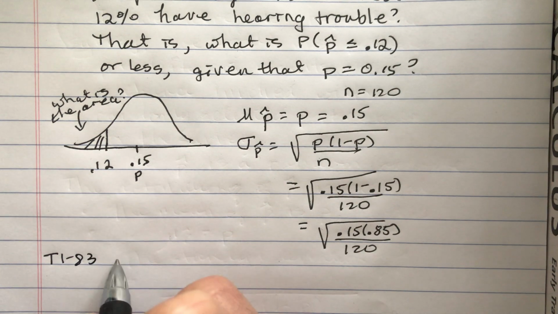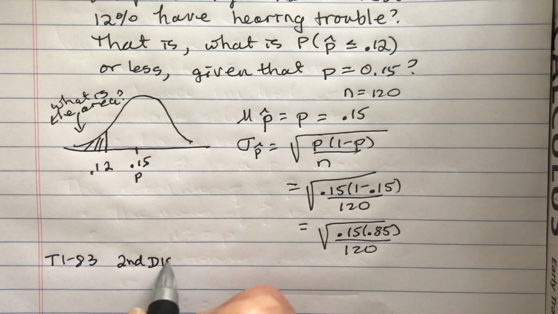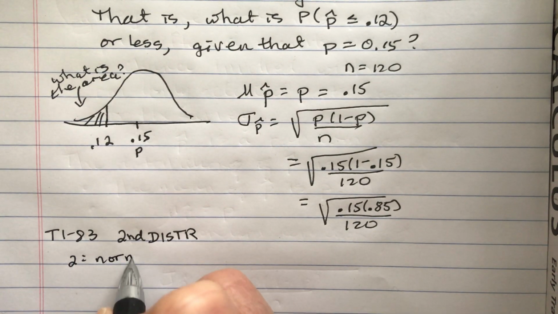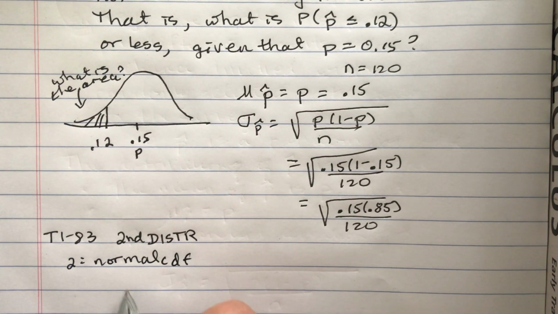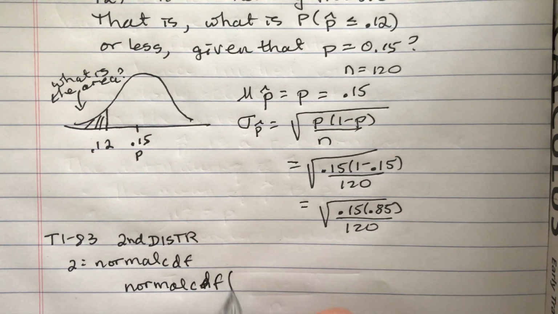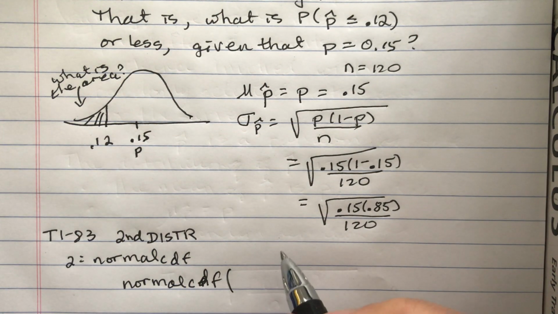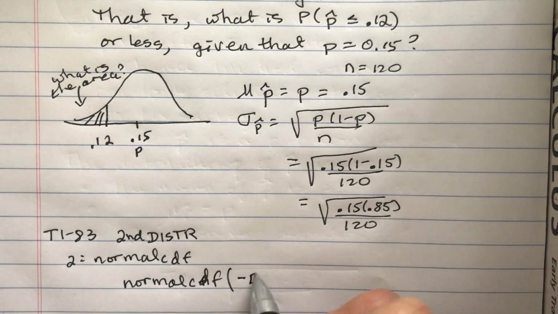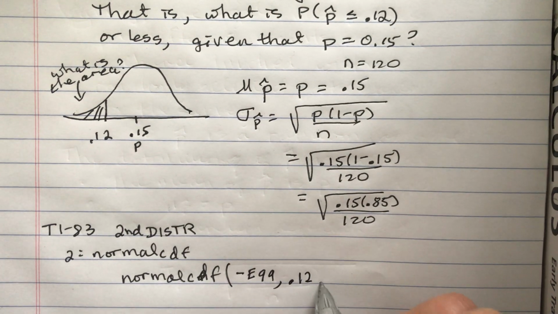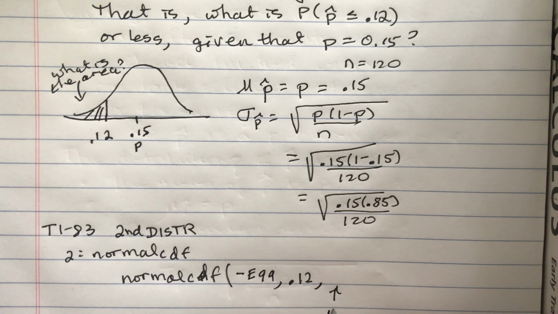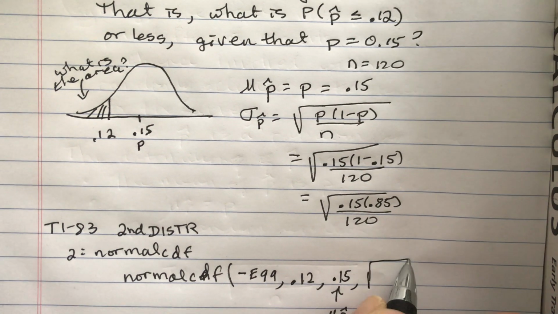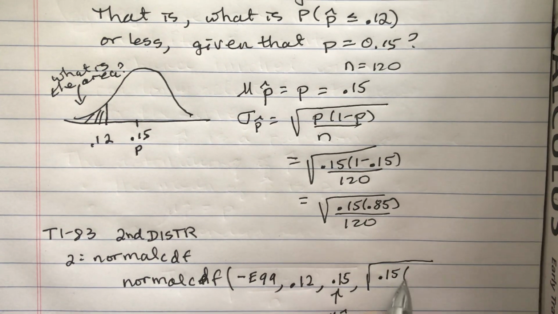I'm going to use the TI-83, and I'm going to do second distribution, the second one, which is normal CDF. For normal CDF, I'm going to just put in the left endpoint, which is like negative infinity, so I'll put negative 10 to the 99. I'll put the right endpoint, which is 0.12, and then I'll put in mu p hat, which is 0.15, and then I will try to get this part here all without making a mistake.